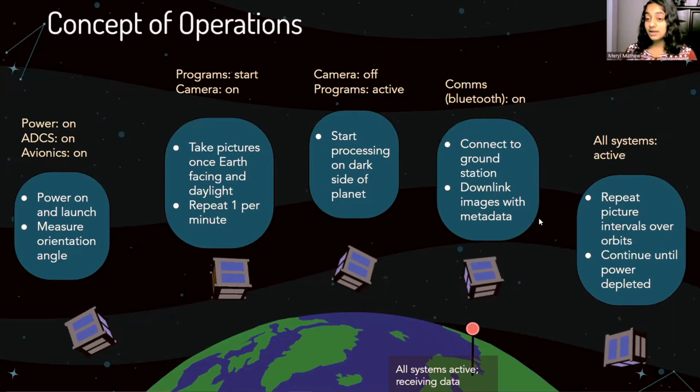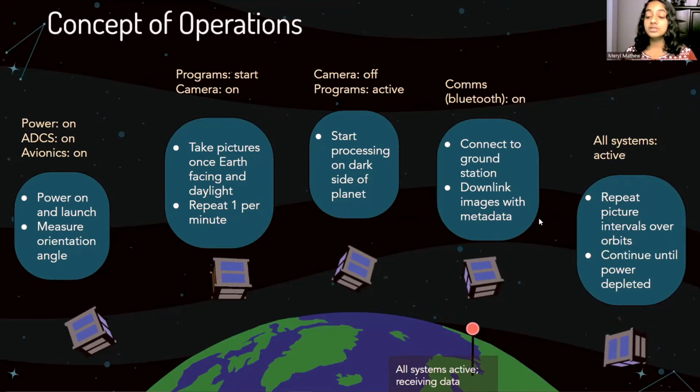And it'll start pre-processing the images when it's on the dark side of the planet in its orbit. And we'll do that to allow it to conserve energy and also help maximize the CubeSat's ability to temperature control and maintain heat in the cold on the dark side. So once it's in range of the ground station's connectivity, it'll connect and downlink the pictures it took along with the metadata, for example, the time and the orientation angle. And it will repeat that entire cycle in intervals across every orbit and continue until the power is depleted or we have to take it out of orbit.